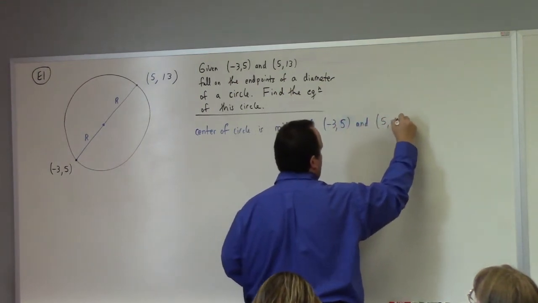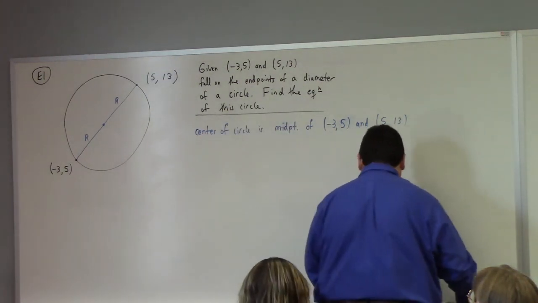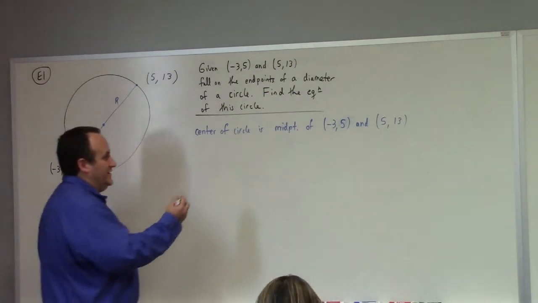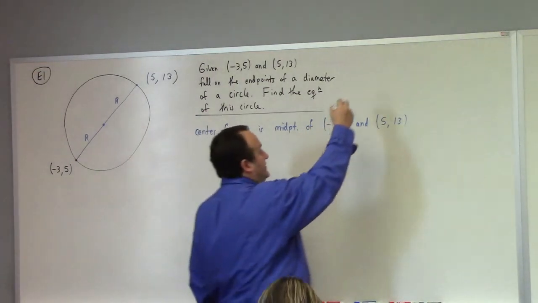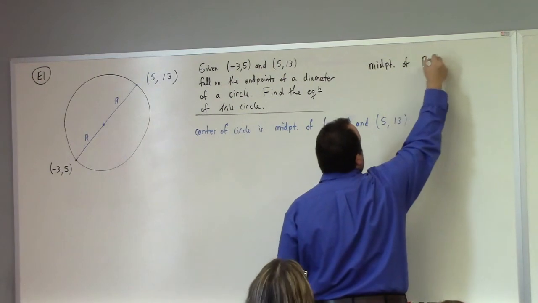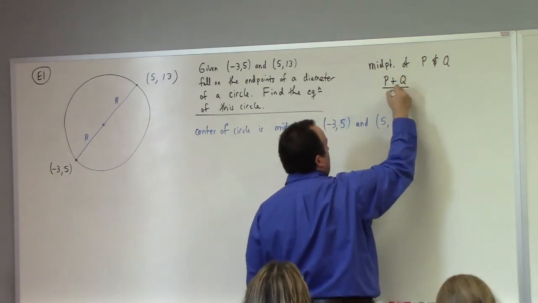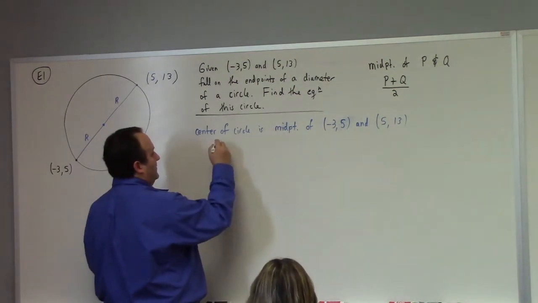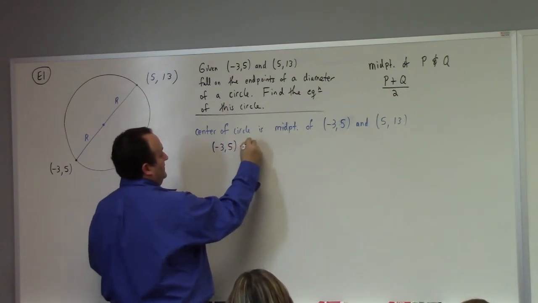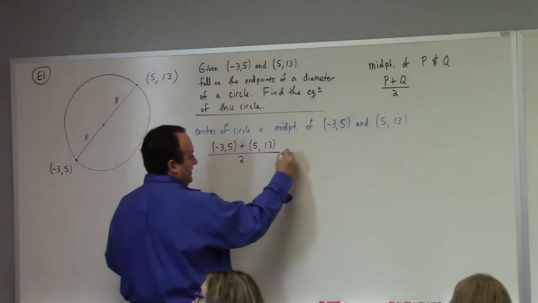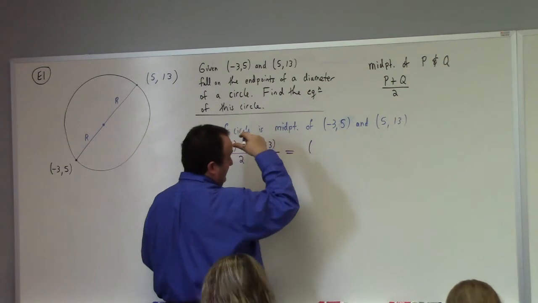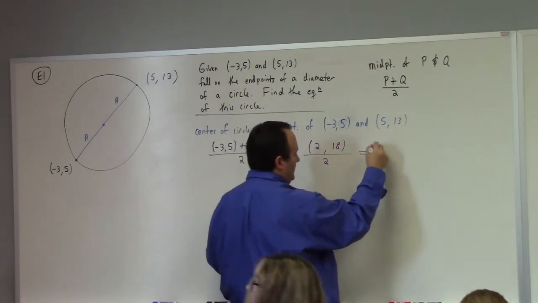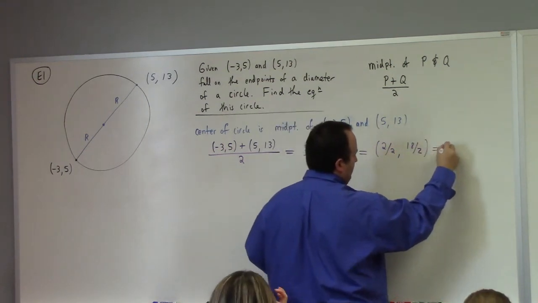How do you find the midpoint of 2 points? You do not need a graph now. A simple way to do it, if you want to find the midpoint of P and Q, is just take P, add it to Q, divide by 2. That's going to be the midpoint. That means you add the x's, right? So minus 3 plus 5 is 2, and 13 plus 5 is 18. Then you divide that by 2. So 2 over 2 is 1, and 18 over 2 is 9.